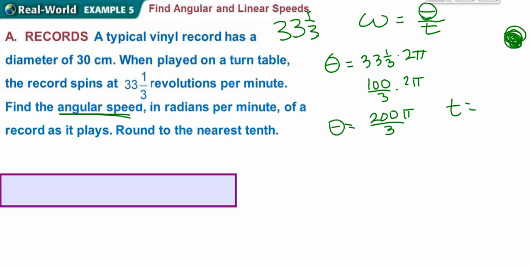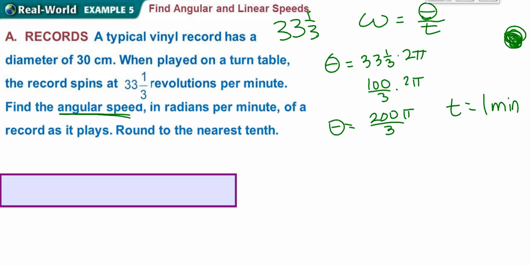What is my time? It went 33 1/3 revolutions. How long did it take? 1 minute. So in this case, it's just 1 minute. If it had said that was in an hour, then we'd have to figure out how many minutes that was, but we aren't really concerned with that.